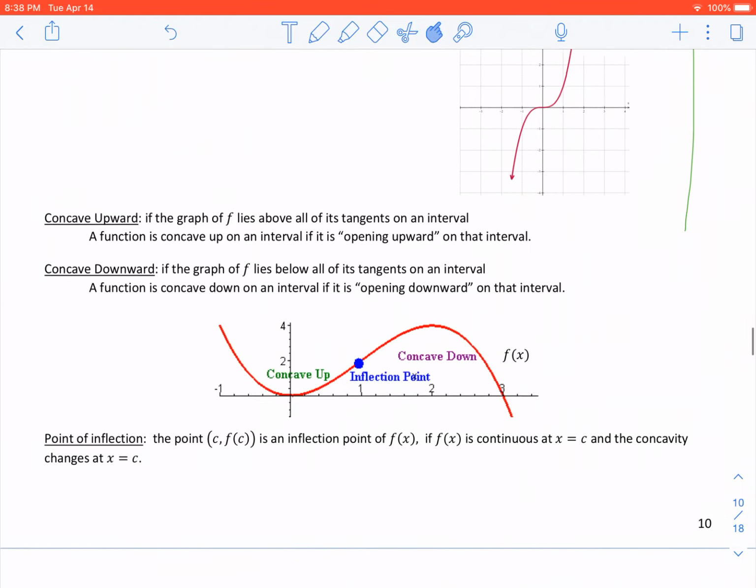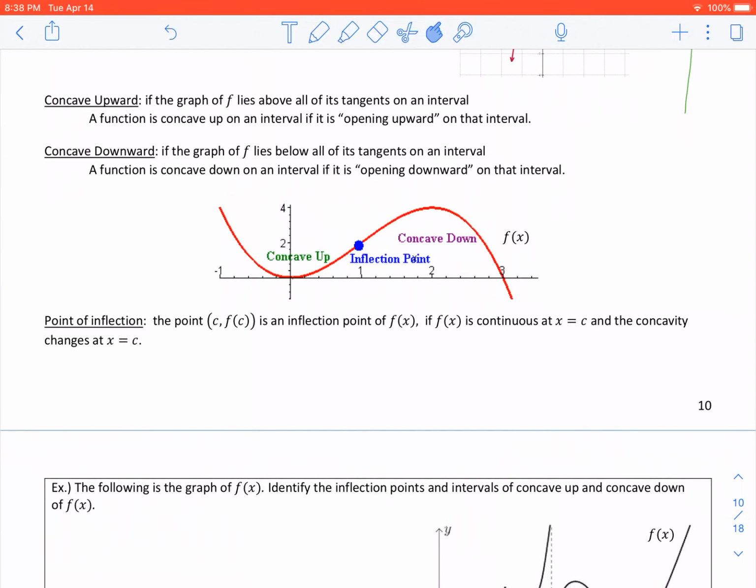The next thing that we have down here is concavity. So we have concave up and concave down. So give those both a star. Concave up is if the graph of f lies above all the tangents on the interval. A function is concave up on an interval if it's opening upwards. And concave down, it says if the graph lies below all the tangents of the interval. A function is concave down on an interval if it's opening downwards on that interval.